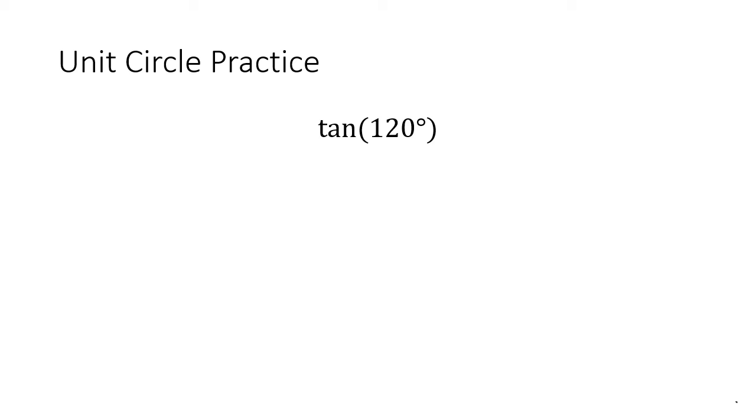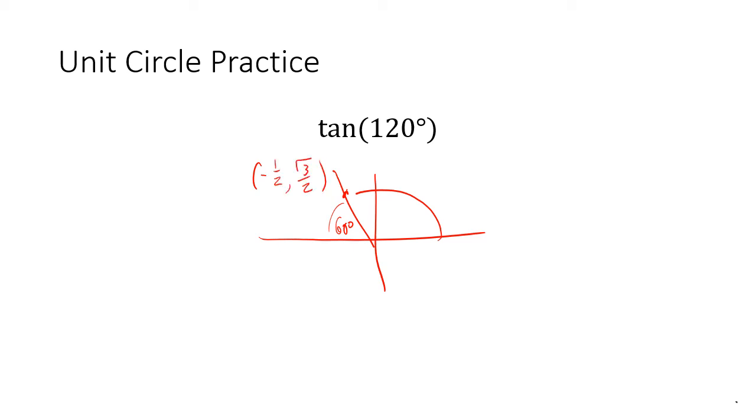Tangent of 120 degrees. 120 degrees is right over here. That's a 60-degree reference angle in quadrant 2. These coordinates are negative 1/2, comma, positive root 3 over 2. The y divided by x here is going to give me negative root 3 as the tangent of 120 degrees. To prove that, root 3 over 2, that's the y value, divided by the x value, negative 1/2, is going to be root 3 over 2 times negative 2 over 1. So that's just going to be negative root 3.